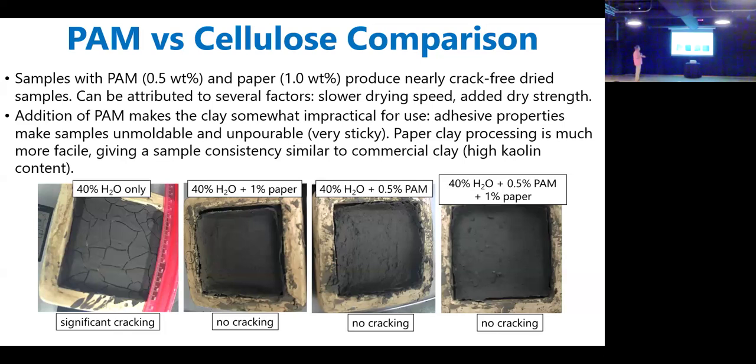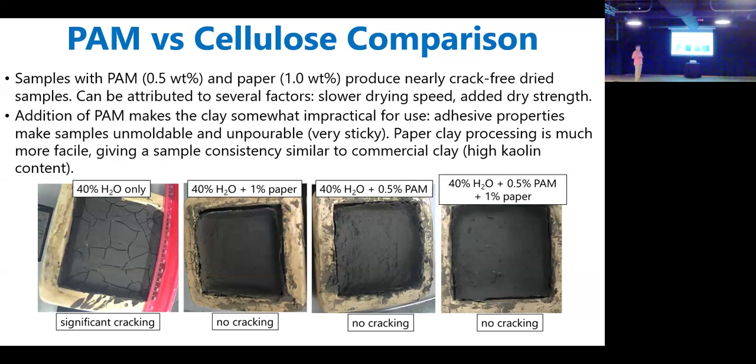0.5% PAM, no cracking. And of course, we had the combination of PAM and 1% paper, no cracking again. The problem with the PAM, though, it was so sticky. It was hard to work with the piece, whereas the tissue paper actually caused the material to have the feel of a normal clay, a kaolin-based clay. So it was really nice to work with.